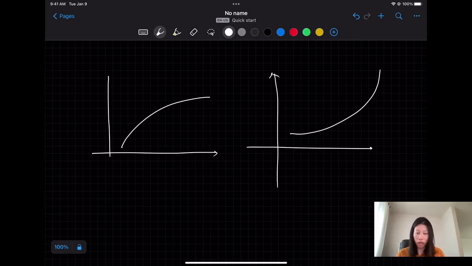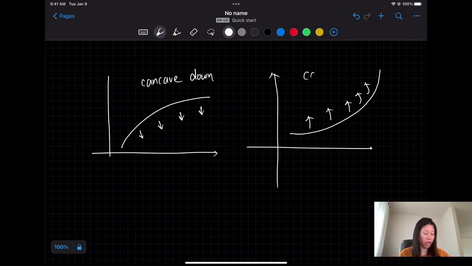Well, in these two functions, they're both increasing, but the first function is pointing down, right? So this is concave down, and this one is pointing up, more like opening up. This is a concave up function. So what determines concave up or concave down? Well, it's the second derivative.